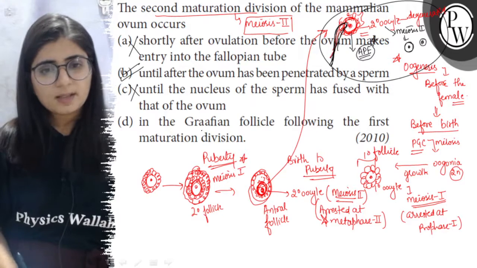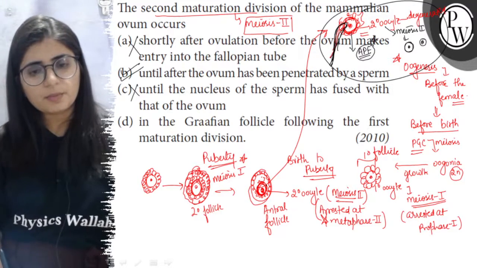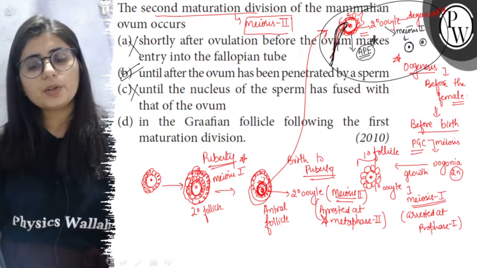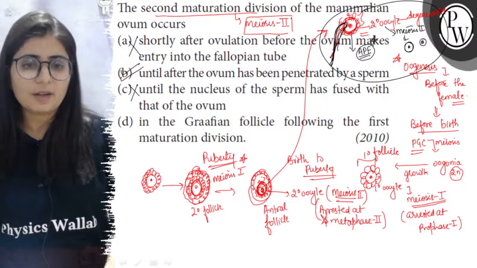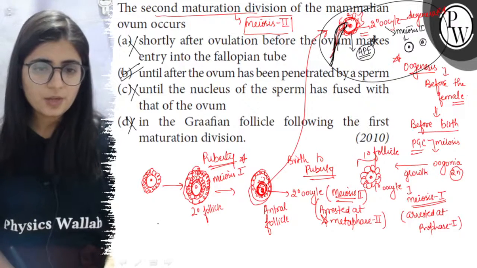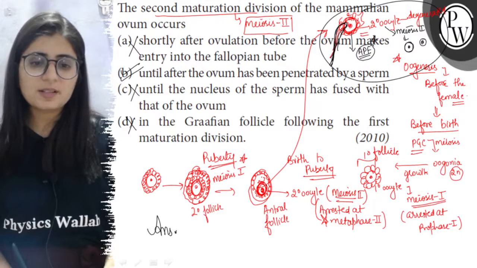The next is in the Graafian follicle following. No, in the Graafian follicle it is not there, because it will restart its meiosis II only after it is released from the Graafian follicle. So this one is also not true. So the right answer of this question is option B.